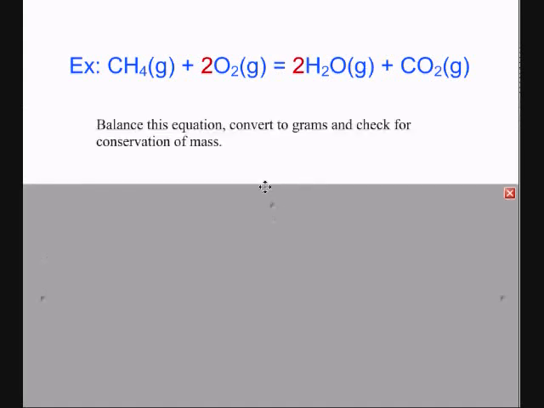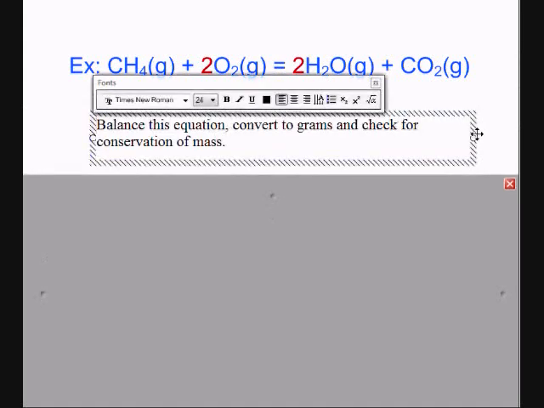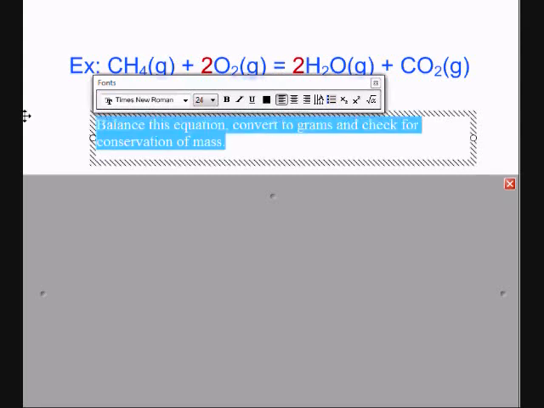Fair enough. Here's my question for you. Make that a little bigger here. I don't know if you can see it. Let's choose a bigger font here.